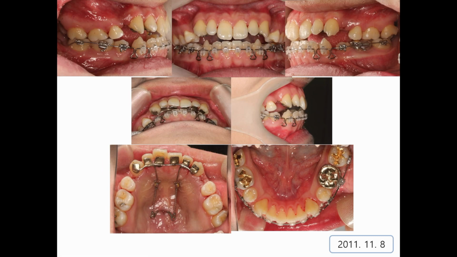It's switch. Yeah? I didn't touch him. I just watch my student treatment procedure. Just okay? In the upper, retraction start.